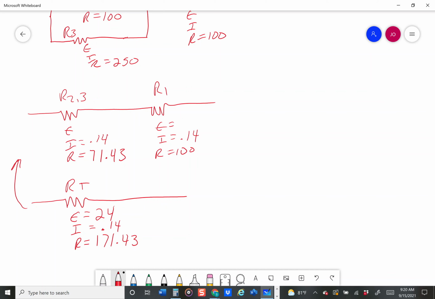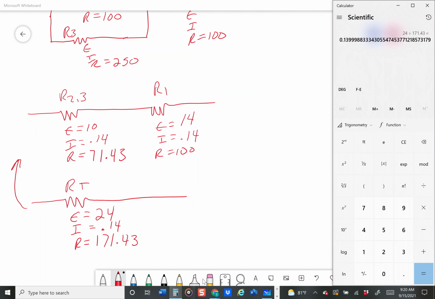I'm going to multiply this 100, which is the easy one. I just move the decimal point over 2 places left. That gives me 14 volts. Hopefully I remember Kirchhoff's law, E total equals E1 plus E2, and that's going to mean that this is going to be 10 volts. If we don't remember that, we can prove it, right? We can take our 71.43 and multiply that by 0.14, and I got 10 volts.